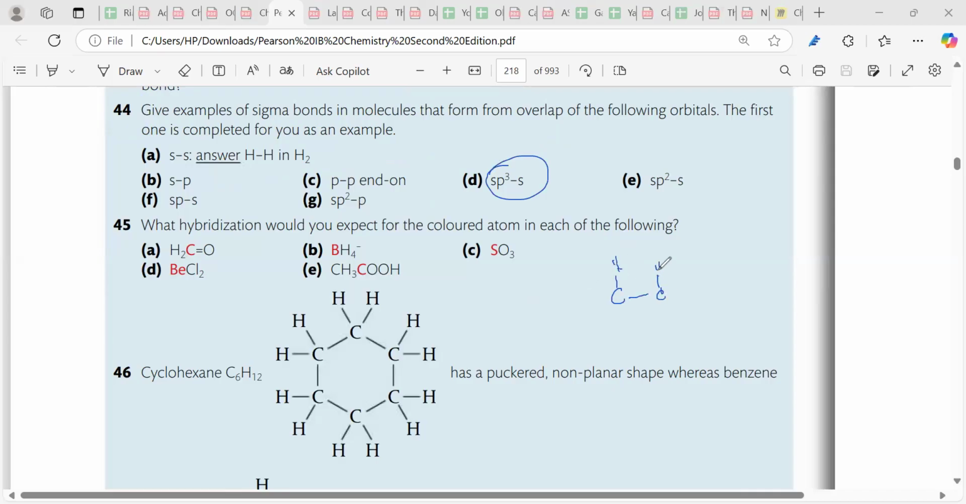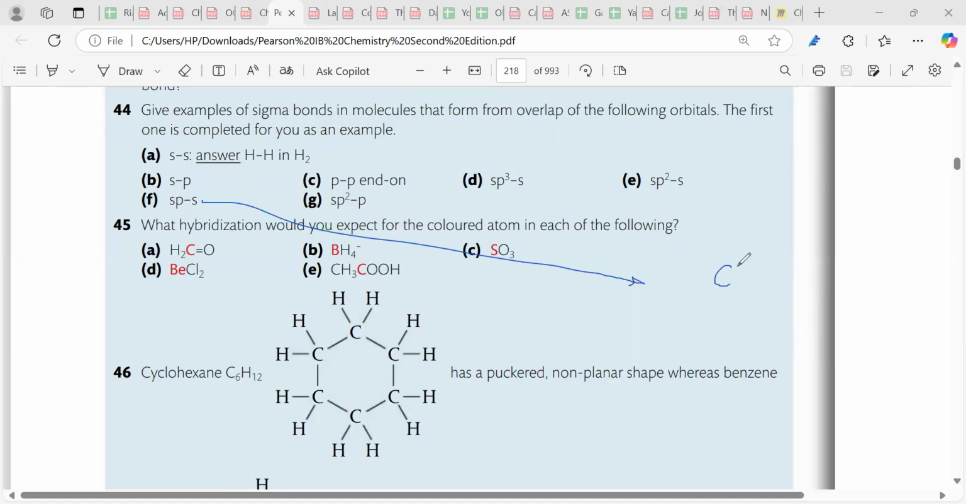Suppose sp3 with s. Let's see. Now let's quickly find out what's the hybridization of this carbon. sp3. What is the orbital of the hydrogen that is overlapping? 1s. So it is sp3 with s. Is it clear? Easy. Understood? Got it?